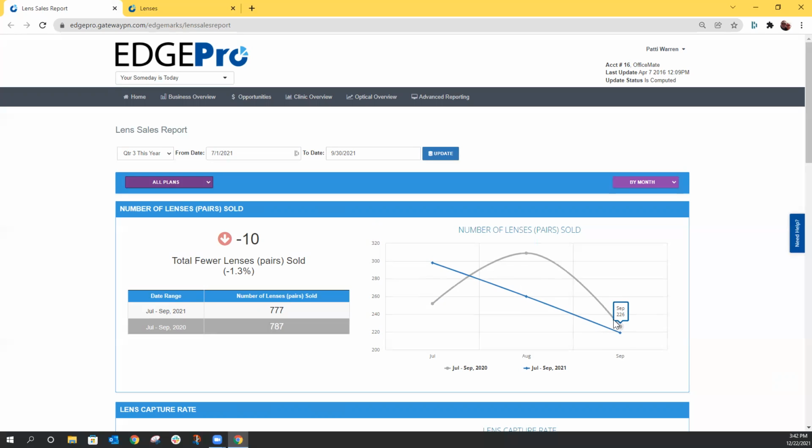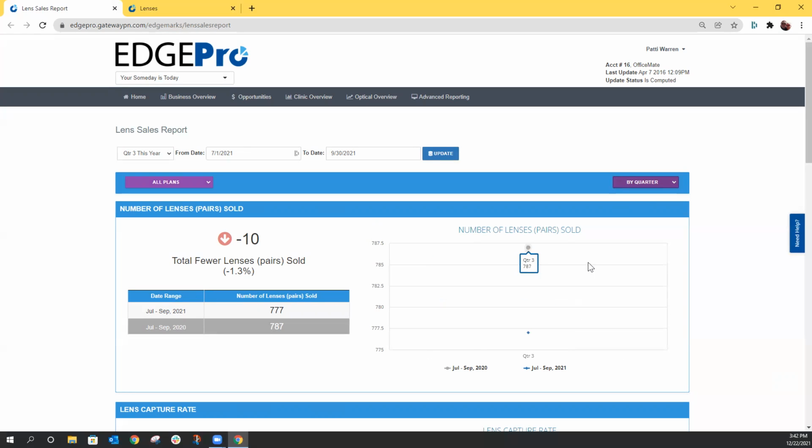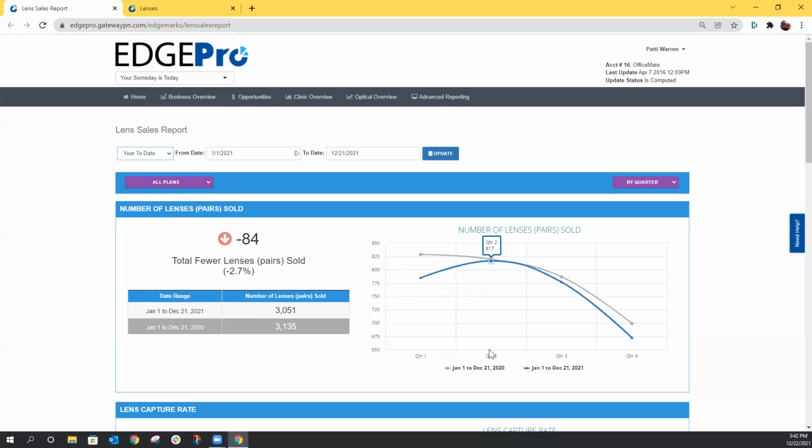So we've got some other filters in here. You can also filter it by quarter. Now, when we think about quarter, my graph is not created yet, simply because I'm filtered by one quarter right here. So I'm going to come up here and change this to year to date. Now we can see each quarter this year, and we've got the graph, so we can see how we're trending compared to last year.